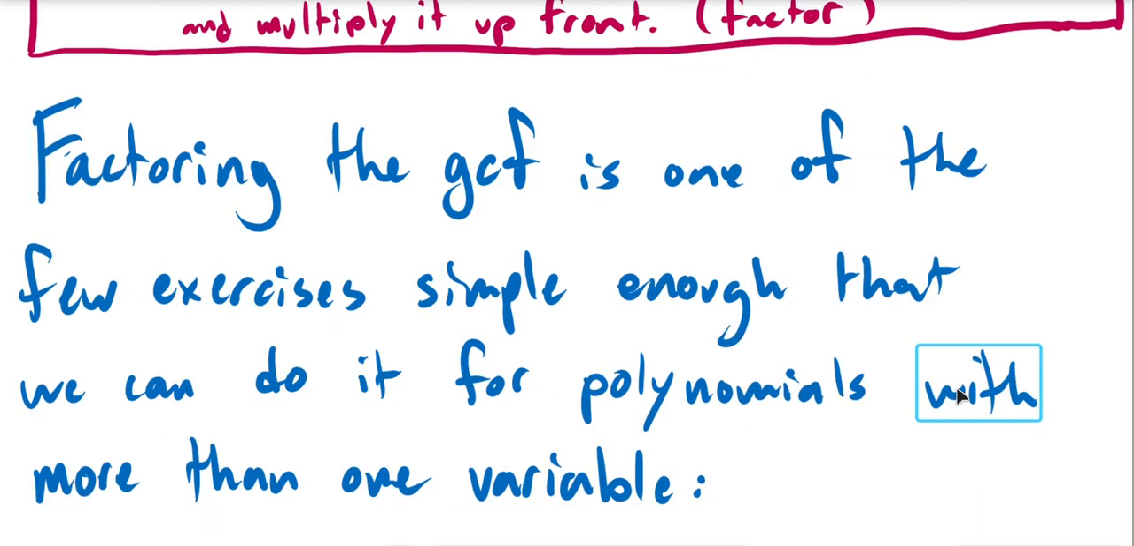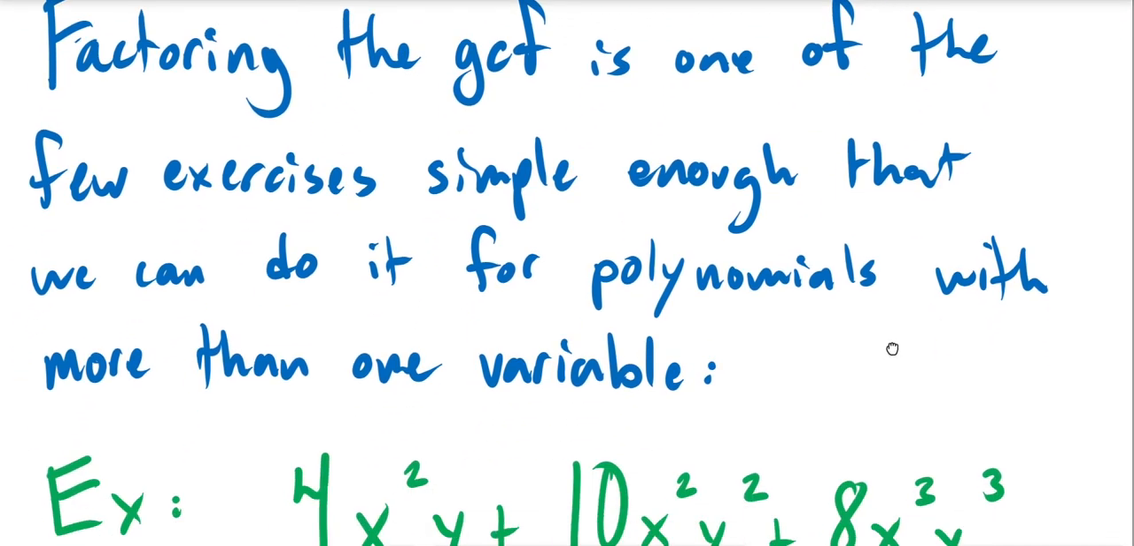Now, factoring the greatest common factor is one of the few exercises that is simple enough that you could actually do it for polynomials with more than one variable. So with some x's, y's, and maybe even z's thrown in there. And because it's easy enough, it's just the distributive property. It gets no trickier if we add more variables. This is one of the few exercises that they're going to ask you to do that has a multivariable polynomial to work with. So let's see an example of one of those.